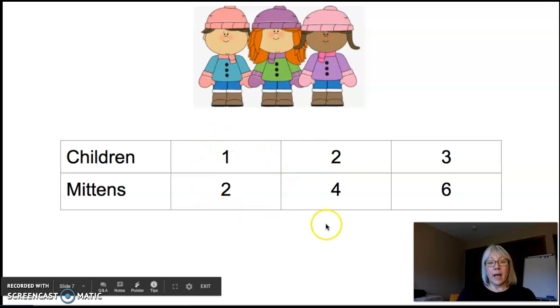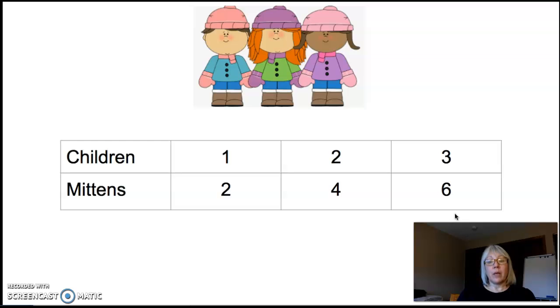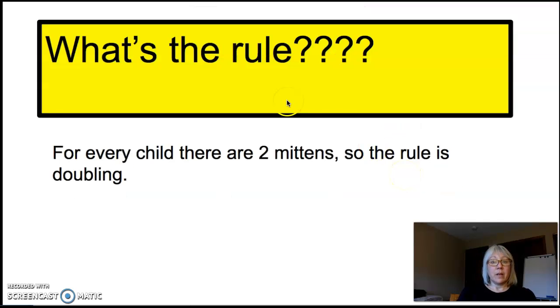So looking at this table, you would come up with a rule. The rule would tell you that for every 1 child, there are 2 mittens. And so if you had 10 children, you would know how many mittens there would be. So what's the rule? For every child, there are 2 mittens. So the rule is doubling. Or you could also say times 2, which is the same as doubling.